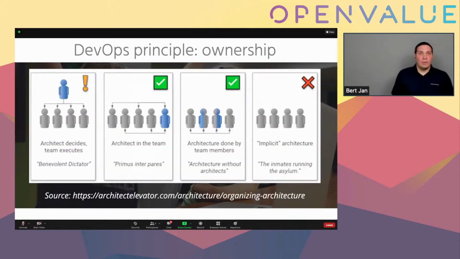So this is a diagram from Gregor Hohpe from the website architectelevator.com, which has lots of interesting architecture viewpoints and articles. And he says there are basically 4 models of architects working with teams. So the first one is where the architect decides and the team executes. The second one is the architect is in the team, working directly with the team as a separate role. The third one is team members do architecture. And the fourth one is there's implicit architecture or no architecture at all.